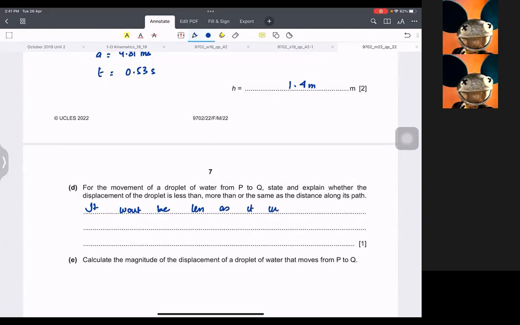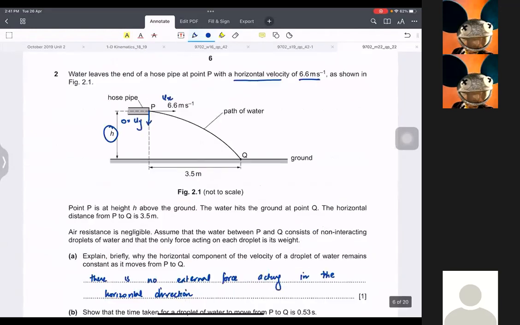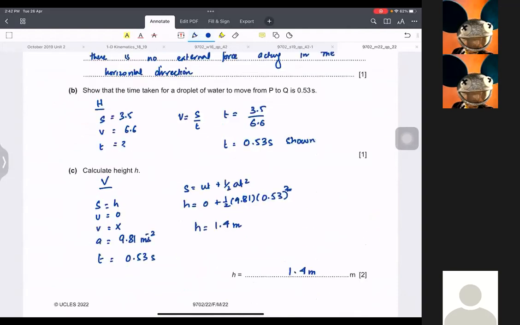As it will be a straight line from P to Q. And if you remember O-level, the definition: the displacement is the shortest path. Because if it's going in this path, the displacement is like this. This is the displacement actually. This means the displacement is the shortest. You can also find this in notes.